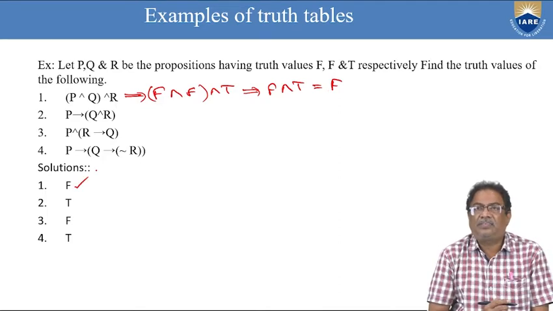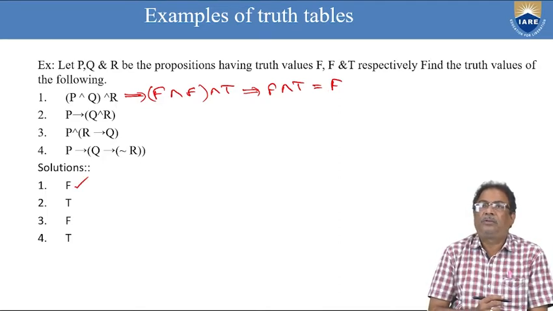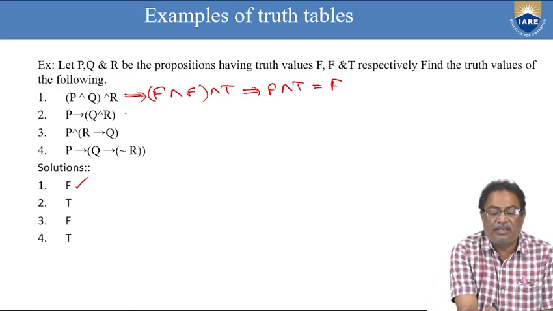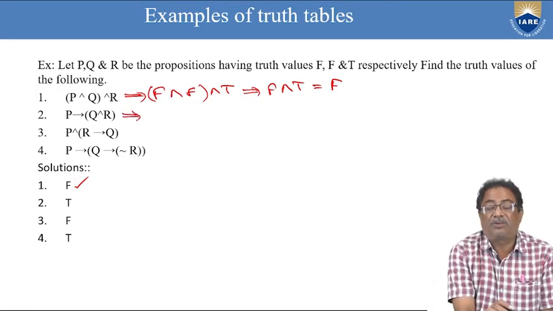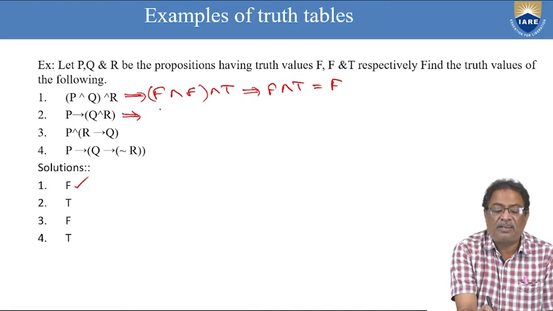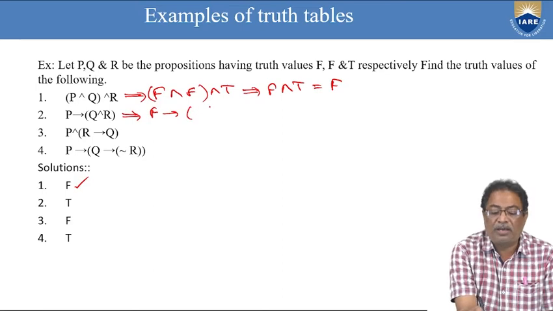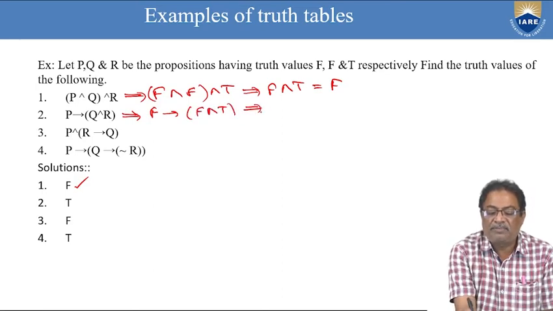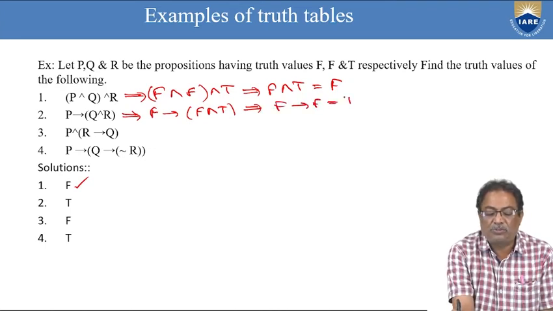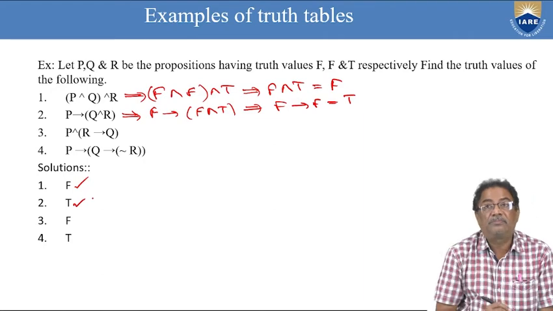It is not necessary to construct a truth table because the truth values of P, Q, R are already given. Based on that, we simply calculate. So P is false, and then Q and R: Q and R is false and true, which implies false, then false. So this is equal to true. The second one is true.